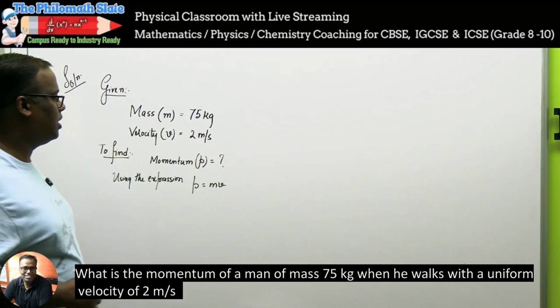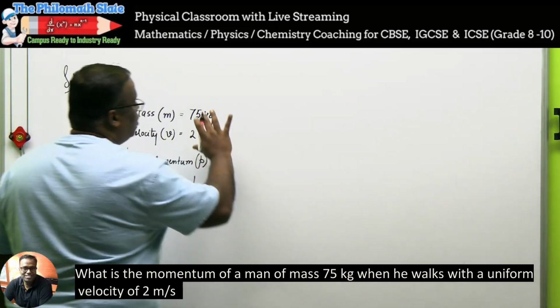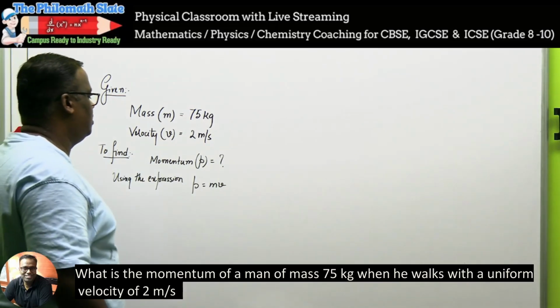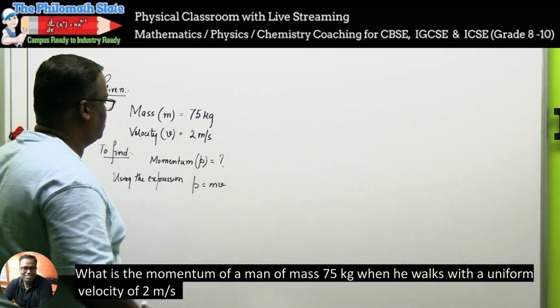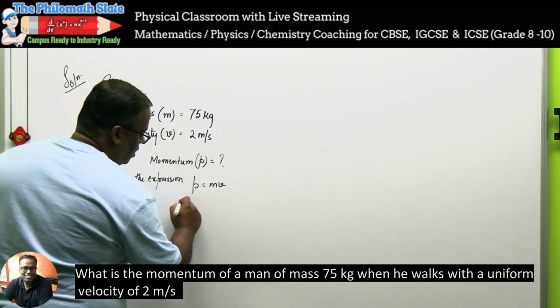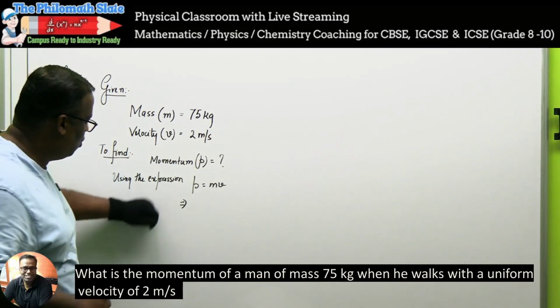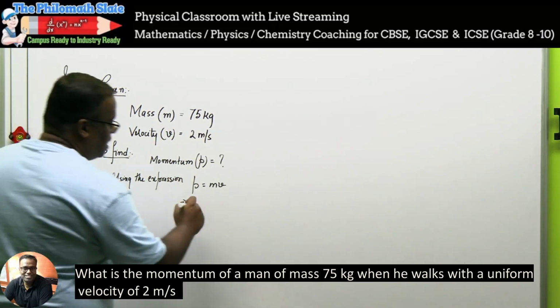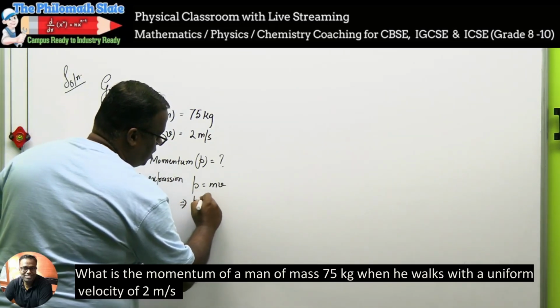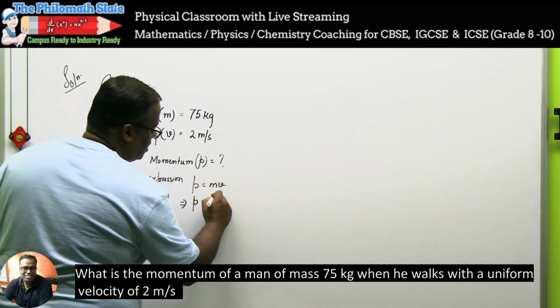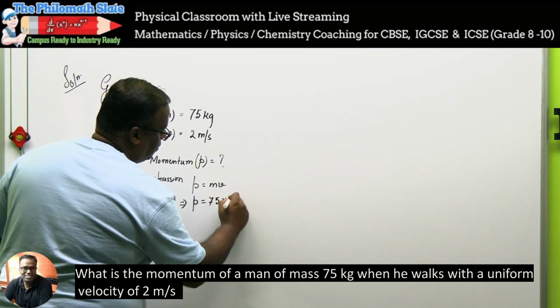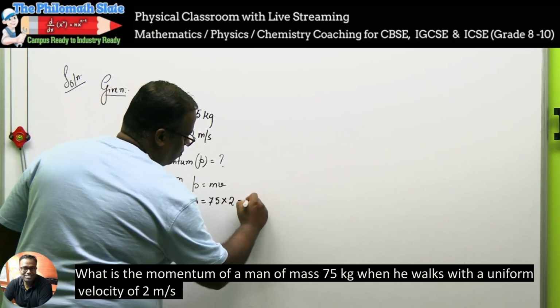Then have a check at this stage. Also have a check whether the units are the way you want it. Yes, this is in SI, this is in SI. Using the expression you write, right? Don't put equal to, put implies that. Implies that P should be equal to, what is the mass? 75 multiplied by the velocity 2.